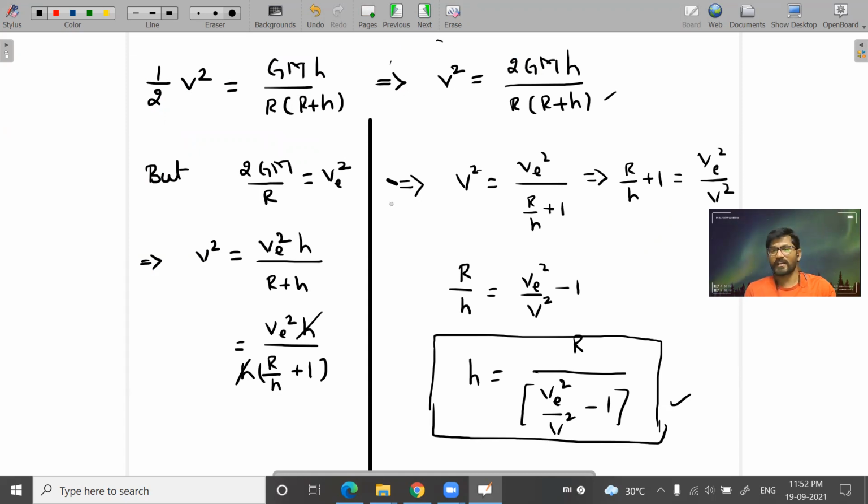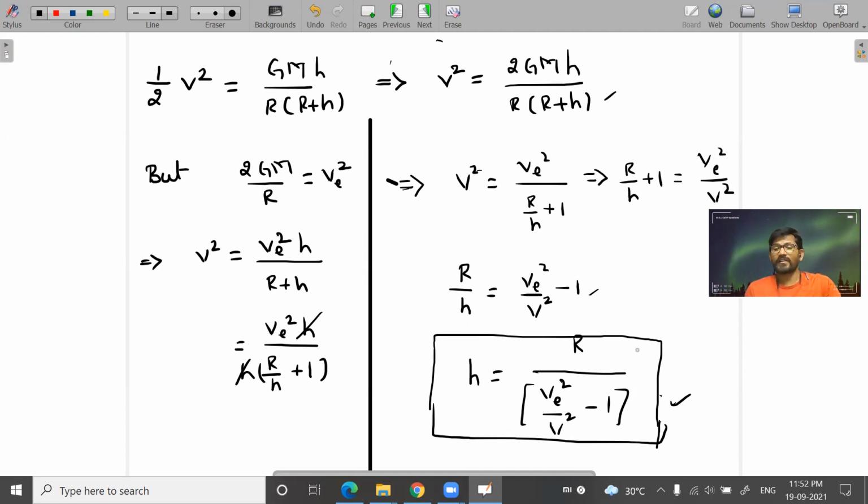This further you can write like this: v square equal to Ve square by R by H plus 1. By cross multiplying, taking this R by H plus 1 here and v square to the denominator, we can write R by H plus 1 equal to Ve square by v square. And this further we can write as R by H equal to Ve square by v square minus 1. This plus 1 comes to the right side and becomes minus 1. Now, as we want H, by cross multiplying, this entire term comes to the denominator and H becomes R by Ve square by v square minus 1. This is the maximum height required from the surface of Earth or from the ground.